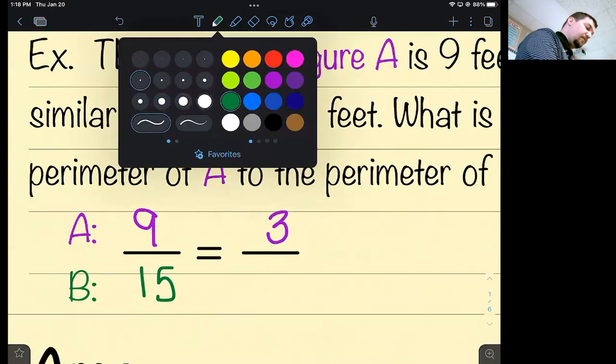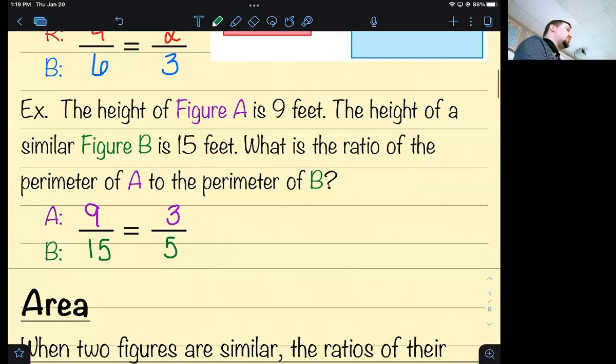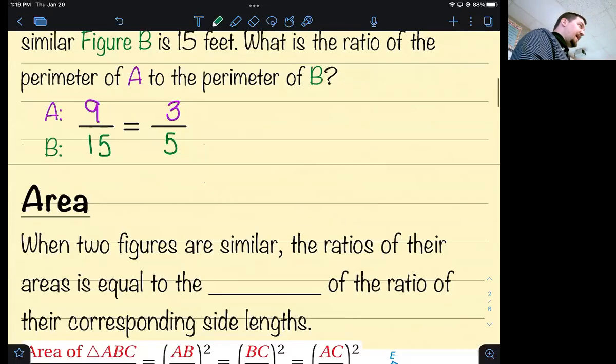So it'd be 3/5. Okay. So my side length ratio, by the way, even though the height may not be a side length of a triangle, it's still considered a length. So we can call it side length. If the side length ratio is 3/5, the perimeter ratio is also going to be 3/5. In a moment, we'll talk about how we can actually use this, because right now you might be thinking, so what? What do I do with that? Well, it's going to help me find missing values if I can set up a proportion. Before we do that, though, let's move on to area.